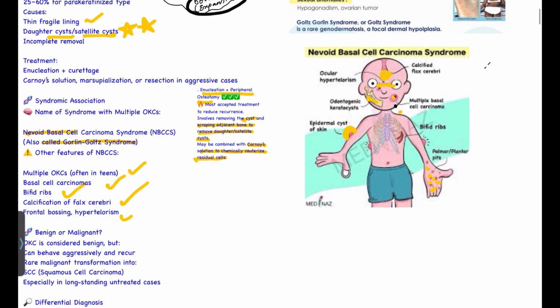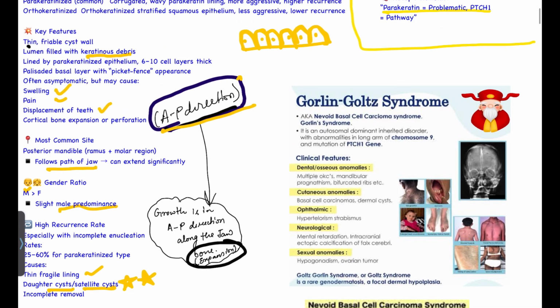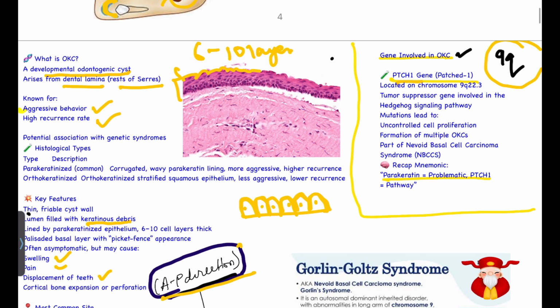Now, if the question comes whether OKC is benign or malignant, it is benign, but it is very aggressive, and can rarely transform into squamous cell carcinoma, a malignant transformation, especially in long-standing untreated cases. Differential diagnosis: dentigerous cyst, ameloblastoma, and radicular cyst. One more thing, the gene involved in OKC is the PTCH1 gene, and the chromosome is 9q.